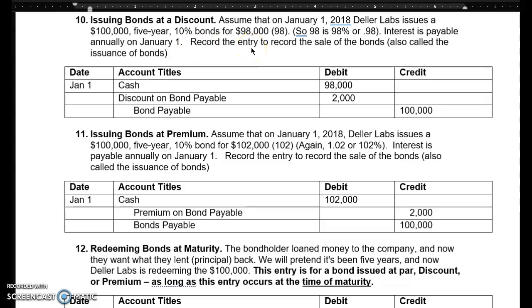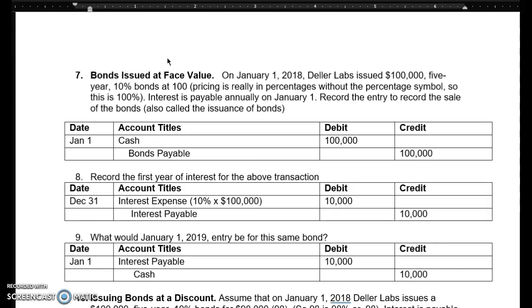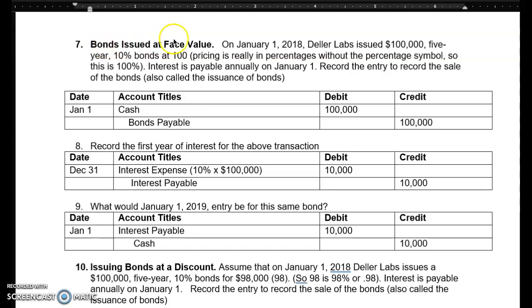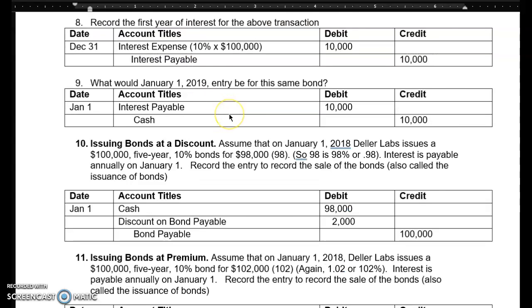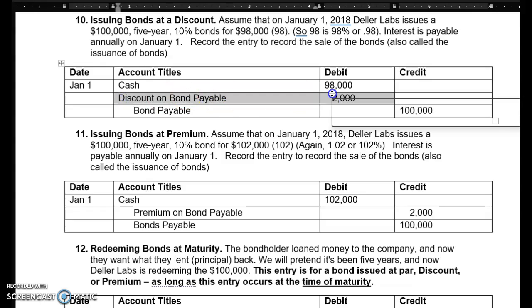Record the entry to record the sale of the bonds, also called the issuance of bonds. Now, before I cover the journal entries, I'd like to remind you that I've already covered in a prior video bonds issued at a face value. To record a bond issued at a discount, this is how I actually work it. I'm going to show you.